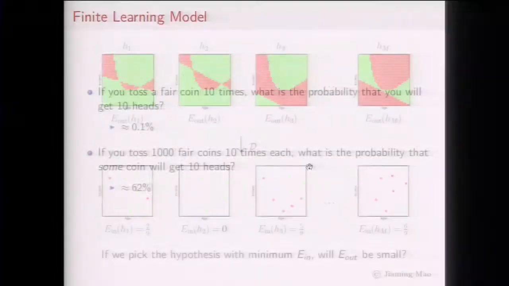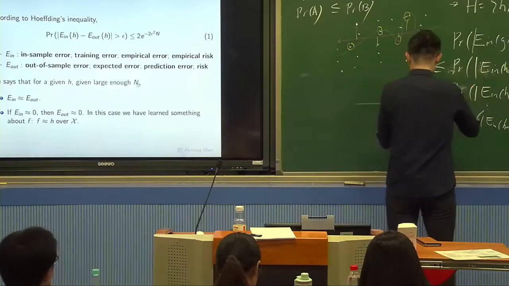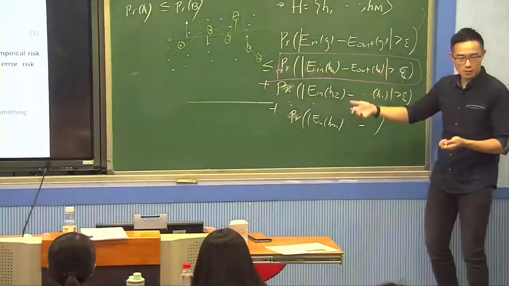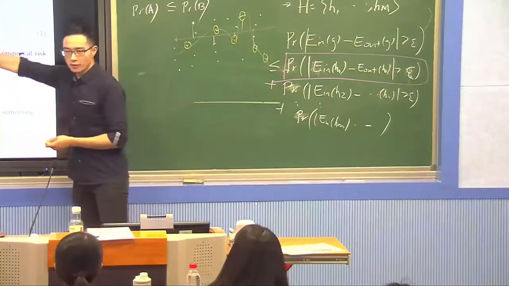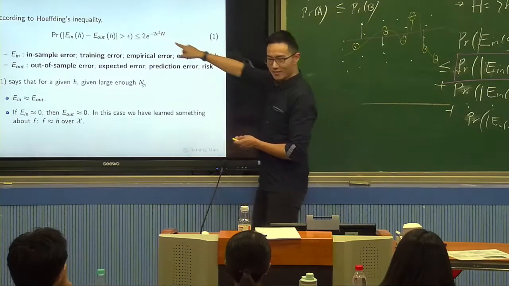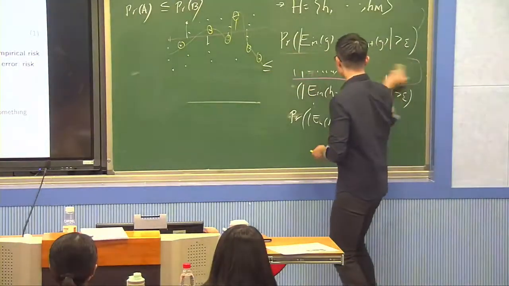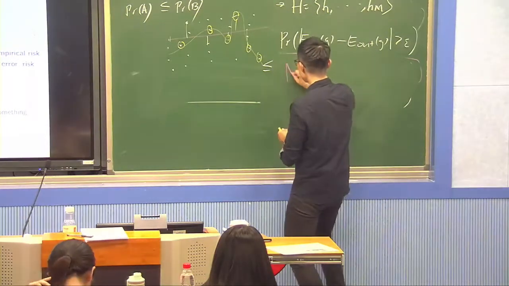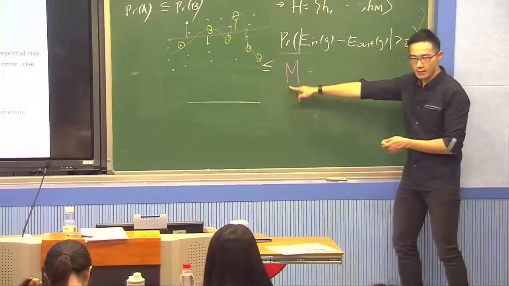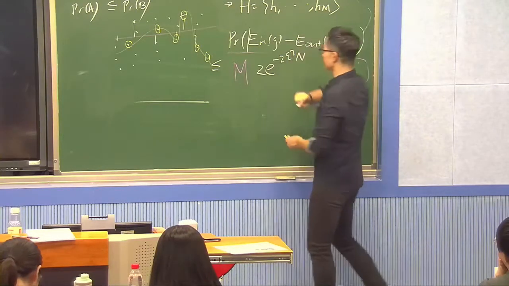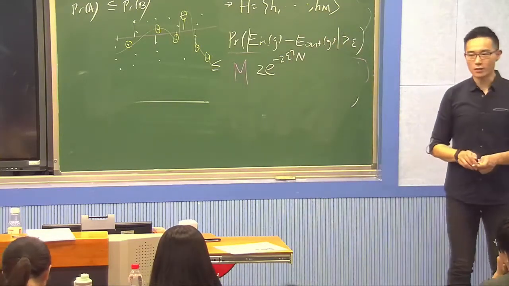So let's go back. For every one of them, for example, for this one, this is H1. For every one of them, that's a single hypothesis, which I can use this Hoeffding inequality to bound. So every one is smaller than 2e minus 2 epsilon squared n. In other words, the total for g becomes, because we have M different hypotheses, M times the 2e minus 2 epsilon squared n. That's it. That's the modified Hoeffding inequality.